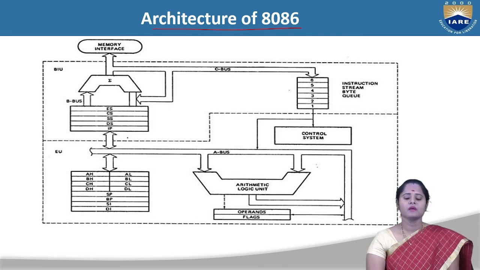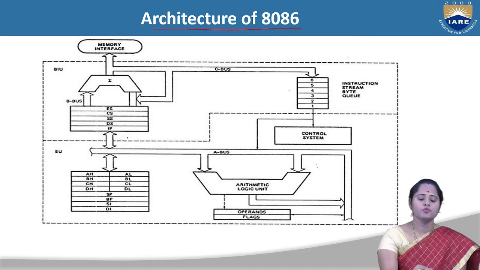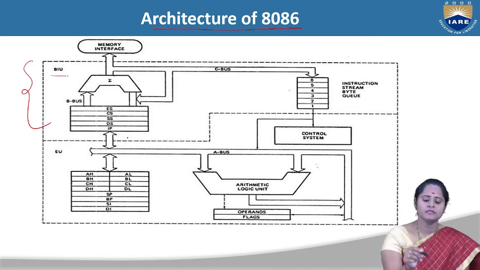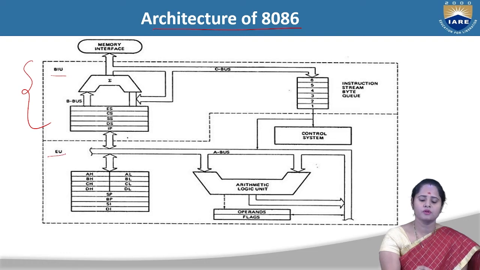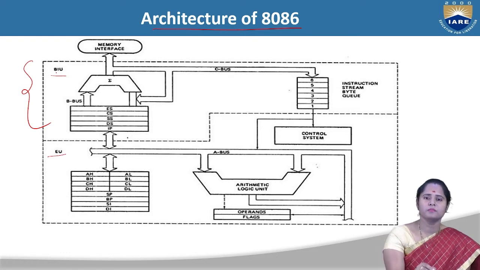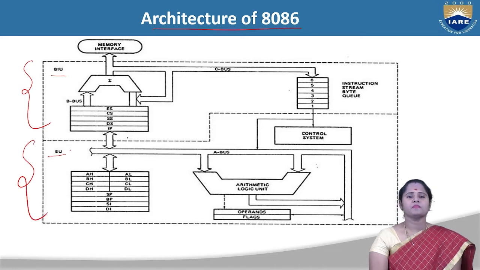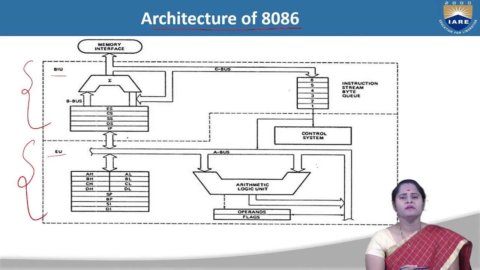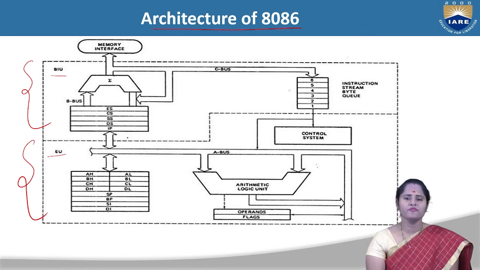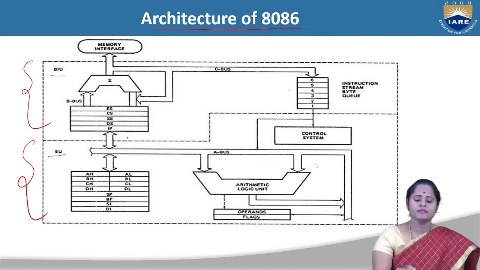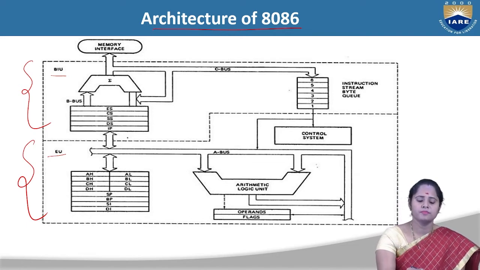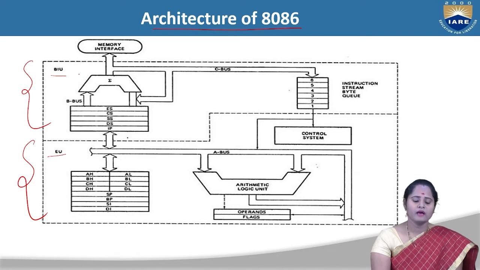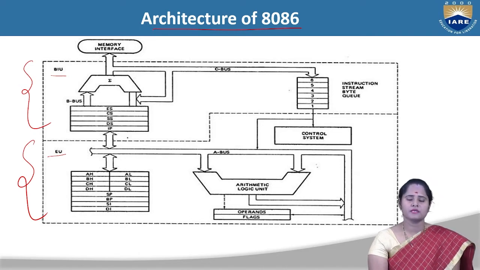You can see my architecture of an 8086 is divided into two blocks. One is the bus interface unit, the BIU, and the other is the execution unit, the EU. Right. So why is the division done? In order to understand in an easy way, we are dividing the architecture into blocks: an interfacing section, and another one, an execution section.